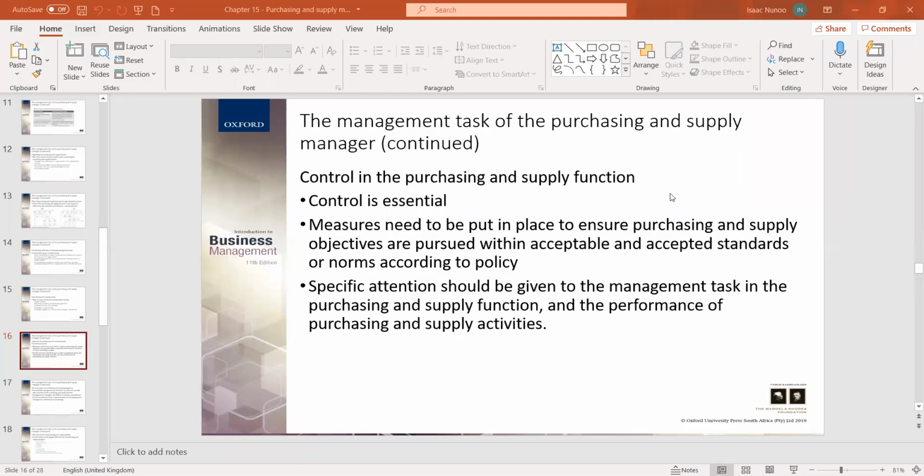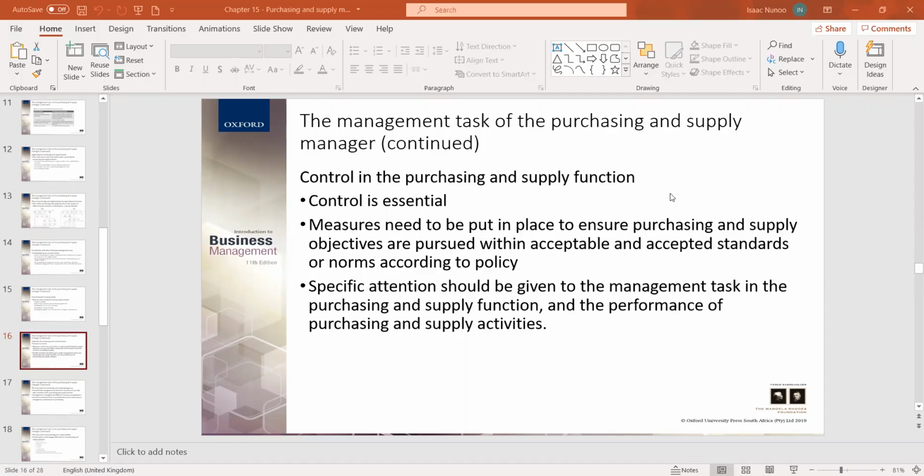Another important aspect in terms of the manager is to control. So basically, it looks like we are talking about the functions of management, that is planning, organizing, control. So now you're looking at control. In terms of a manager, one thing that you should be responsible for is to control the purchasing and supply function.